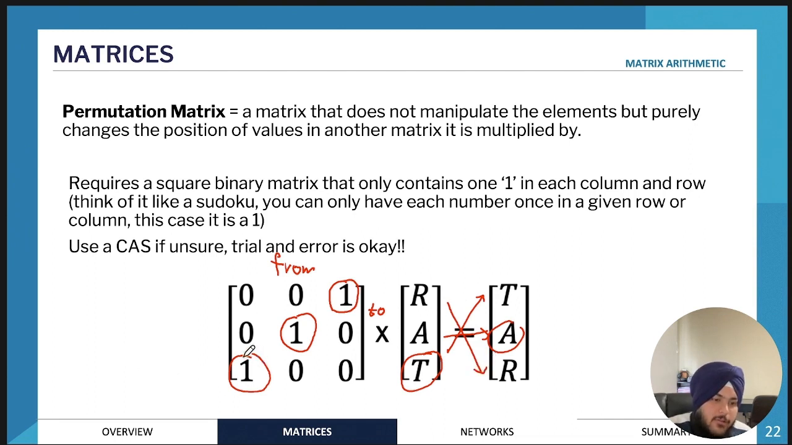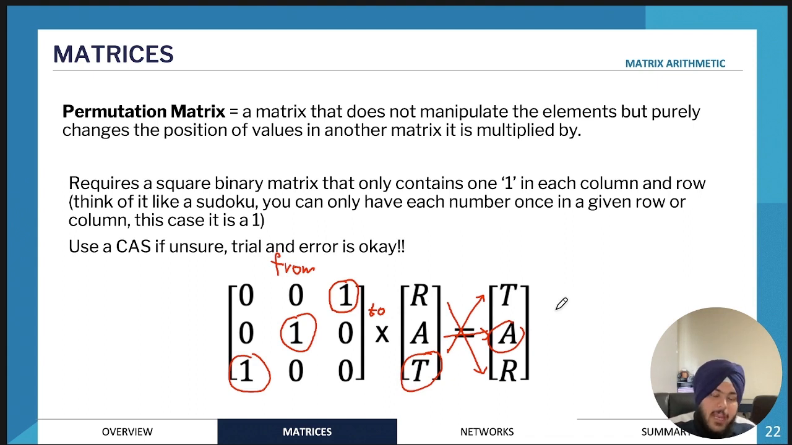So wherever the 1 is would indicate where the number would go. So for example, in this matrix, in the first column, we have a 1 in the third row. So therefore, R, which is in the first row, would go into the third row. Similarly, we have A in the second column and the second row. So therefore, it would go in the second row of the final matrix. And T, we have a 1 here, which is in the first row and third column. So therefore, T would go into the first row.